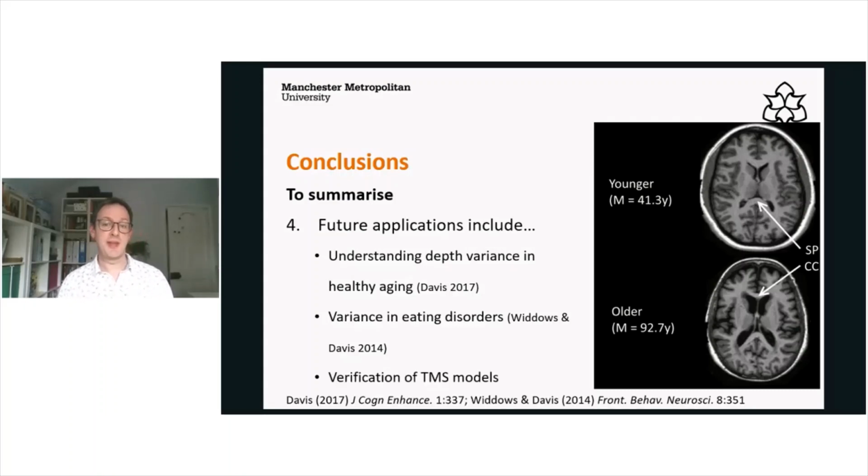And of course, another application would be to verify TMS models. So can we use the variance estimate of, say, primary visual cortex to map onto the known variance in the stimulator output required to generate visual evoked potentials? Can we map these predictions onto real data?